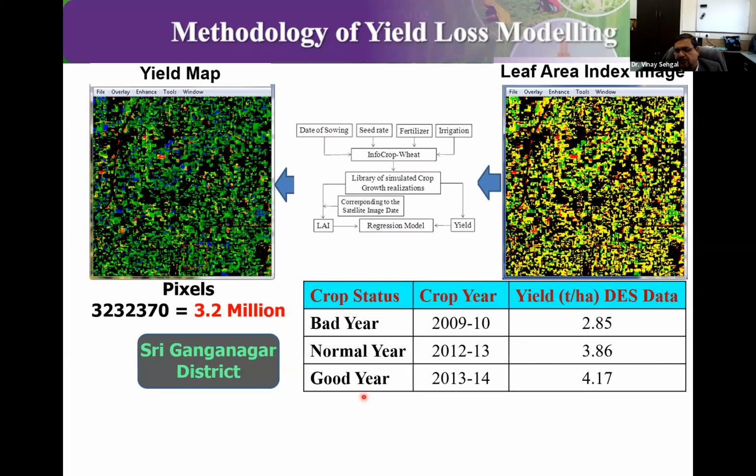So we took this example: there were 3.2 million pixels in one district, like Ganganagar. Historically, based on DES data, Department of Economics and Statistics data, we knew which was a bad year, which was a normal year, and which was a good year. These were the yields reported by them, 2.85 to 4.17 tons per hectare. So we tried to run the model in this approach for this whole district.